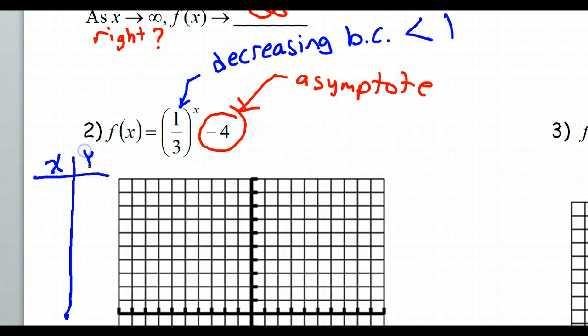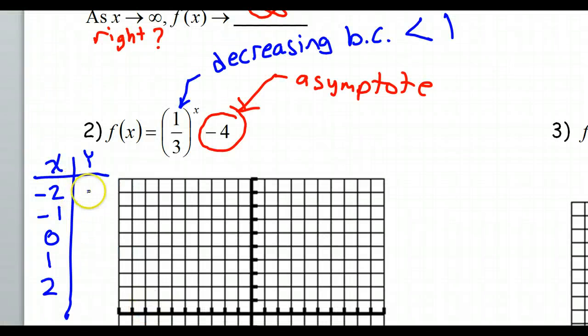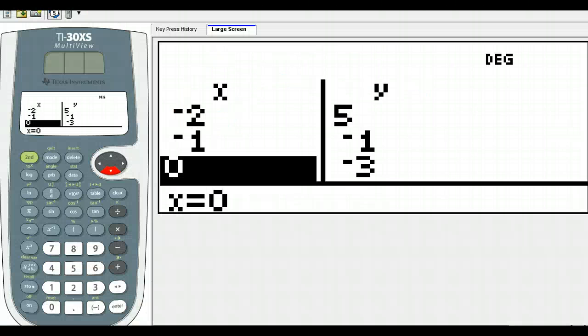Okay, so x's and y. So I'm going to do at least -2, -1, 0, 1, and 2. And that might be it. Try to get at least 5 values going. So let's see what we have. At -2, I'm at 5. So I've got 5, -1, and -3. Alright, so 5, -1, and -3. Let's see what else.